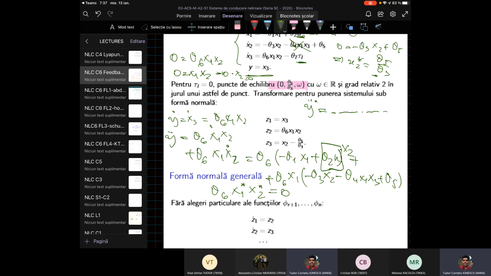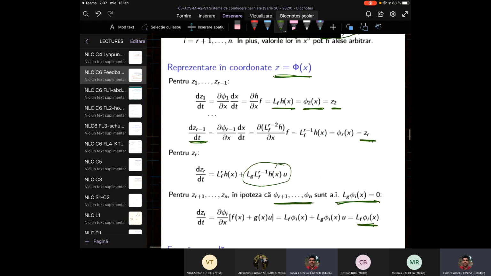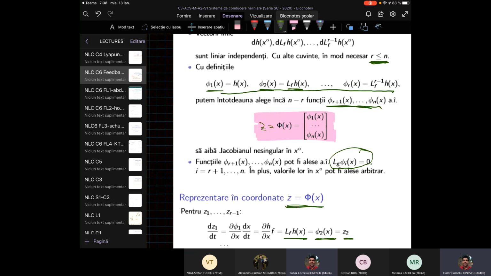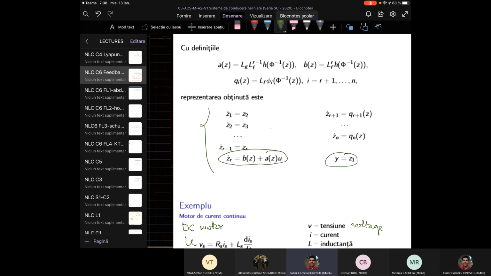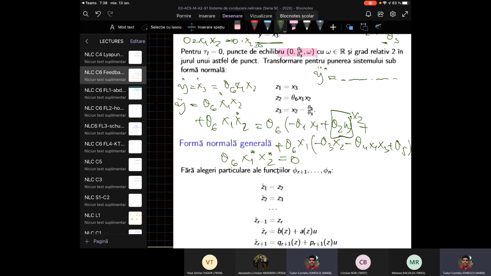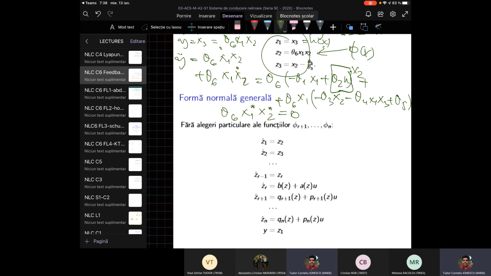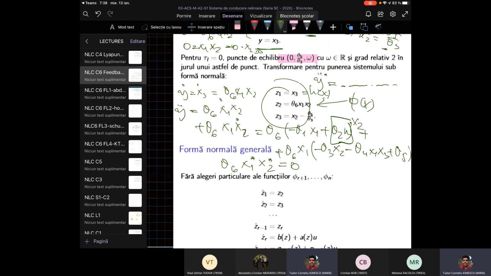And then he tells us, if you remember, we can build a coordinate transformation, z, where we take phi1 equal to h(x). This is h(x), and here you build the phi(x). And you get the normal general form. You just need to substitute these coordinates and try to compute this yourselves. Homework.